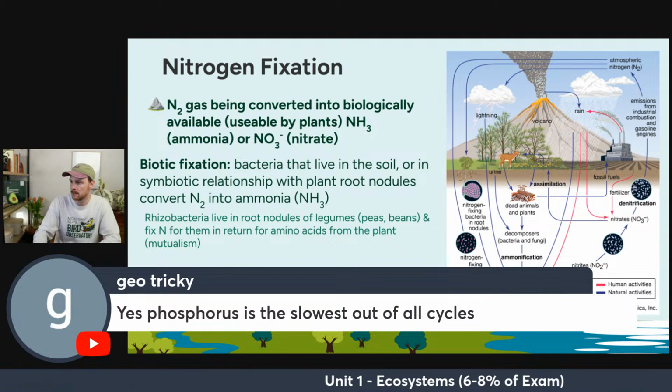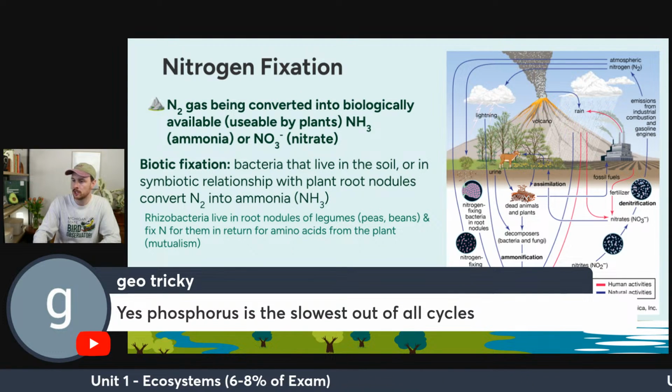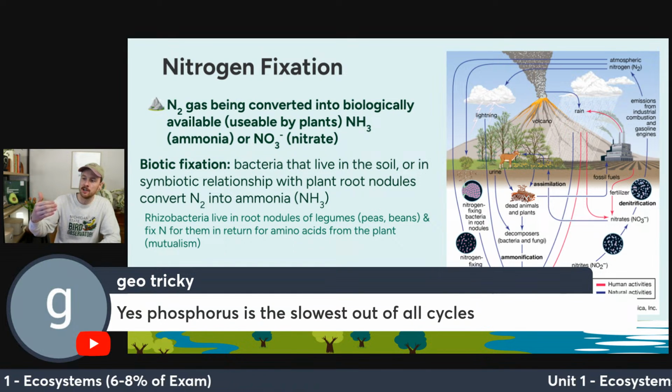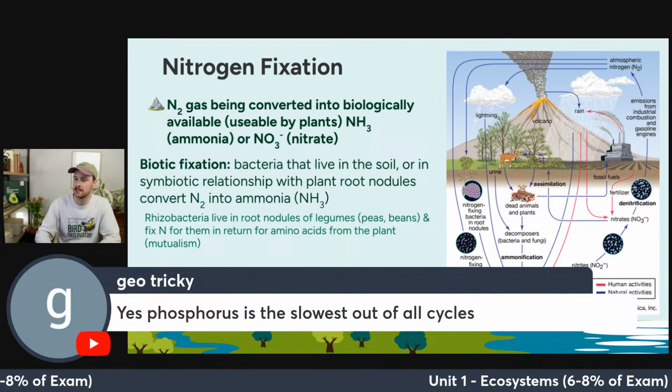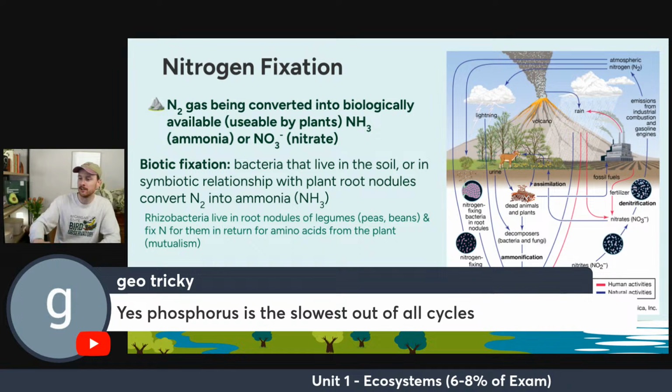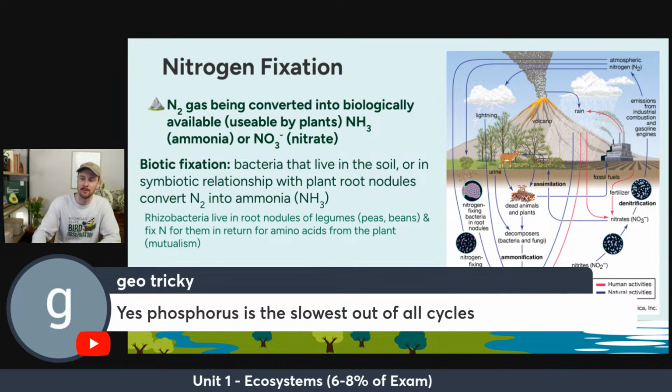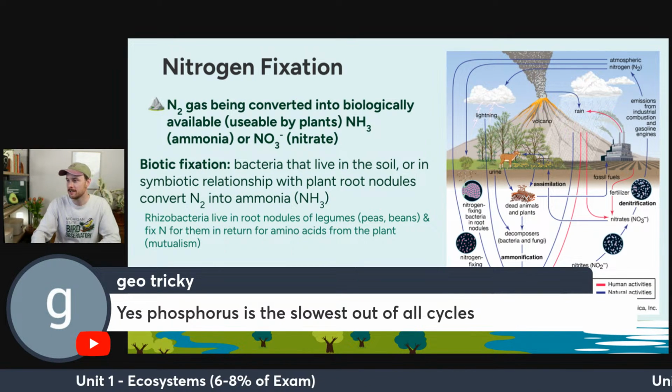All right. That's a good comment here from Geo Tricky, and a fitting name. Look at that, Geo in the name. If that Geo Tricky stands for geology, you nailed it. The phosphorus cycle has a major geological component. So sometimes the name fits the comment.